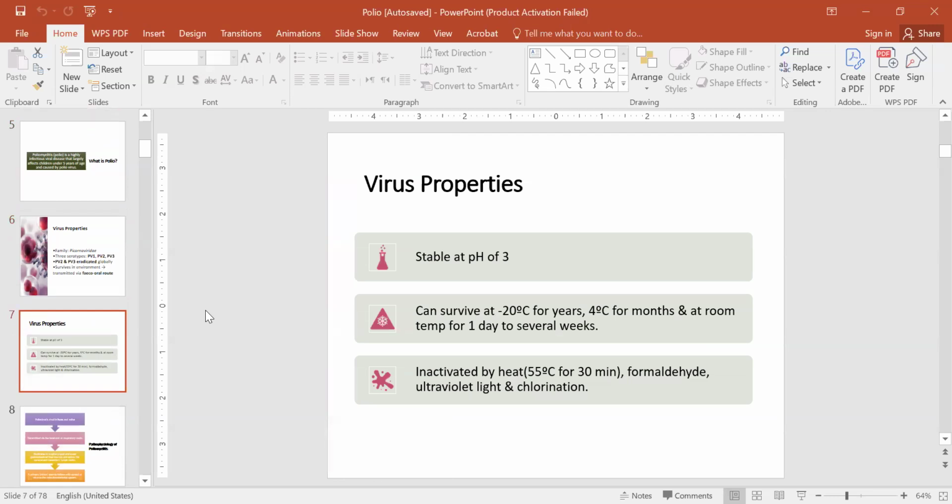So this virus is stable at pH of 3 and it can survive at minus 20 degrees centigrade for years, at 4 degrees centigrade for months, and at room temperature for 1 day to several weeks. It's inactivated by heat and other chemicals like formaldehyde and UV light and chlorination.